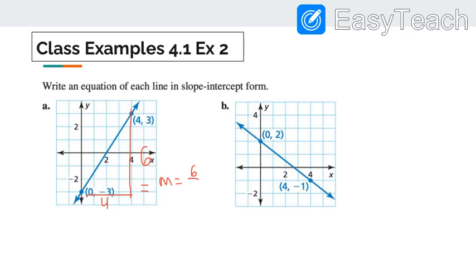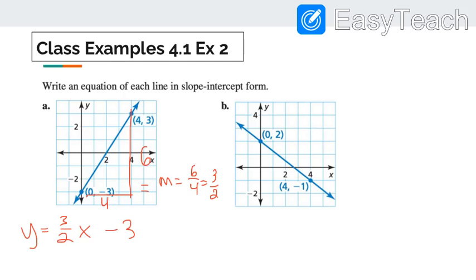of 6 over 4, which is the same thing as 3 over 2. The y-intercept is at -3, so my equation would be y equals 3 over 2x minus 3.